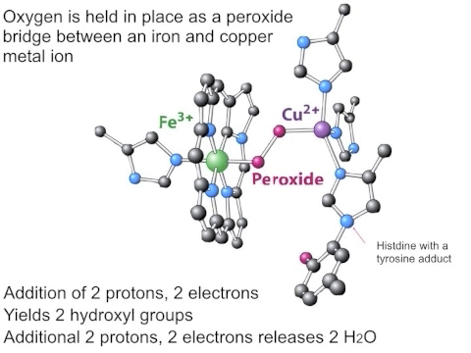Through the addition of 2 protons and 2 electrons, 2 hydroxyl groups are formed, and then an additional 2 protons and 2 electrons releases 2 molecules of water. You do need to know how oxygen is held in place within complex 4 by the iron-copper center as a peroxide bridge.